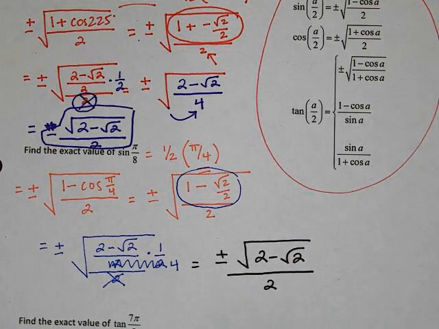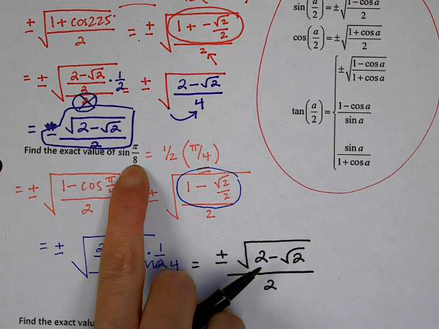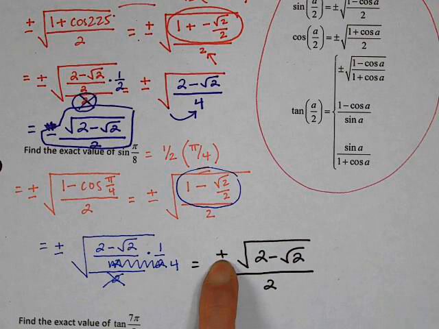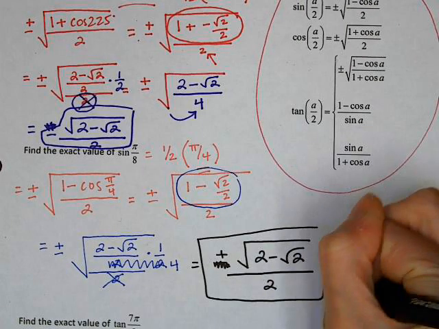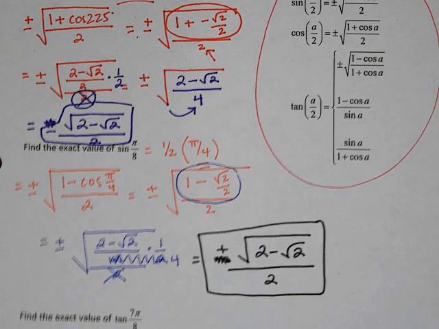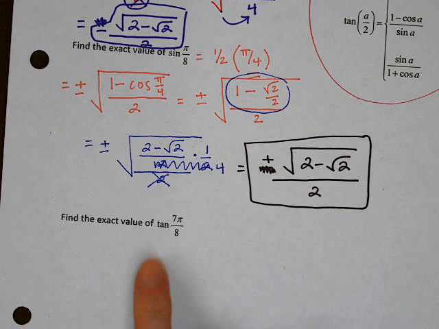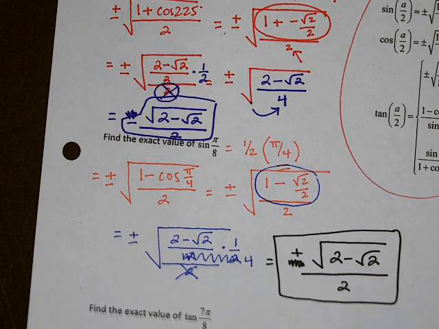And now let's talk, do we want the plus or the minus? Pi over 8 is in the first quadrant, so we want the positive, because sine is positive in the first. So this is your answer. Okay, and then this one we can hold off on. We'll do this one in class, but it's really the same idea. But we can save that one if you guys want that to be our warm-up.